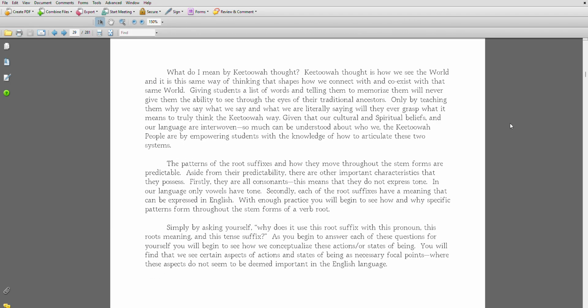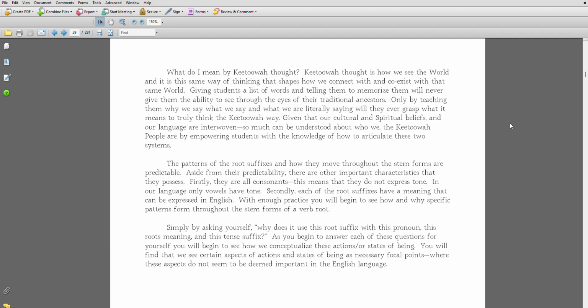What do I mean by Katua thought? Katua thought is how we see the world, and it is this same way of thinking that shapes how we connect with and coexist with that same world. Giving students a list of words and telling them to memorize them will never give them the ability to see through the eyes of their traditional ancestors. Only by teaching them why we say what we say and what we are literally saying will they ever grasp what it means to truly think the Katua way.